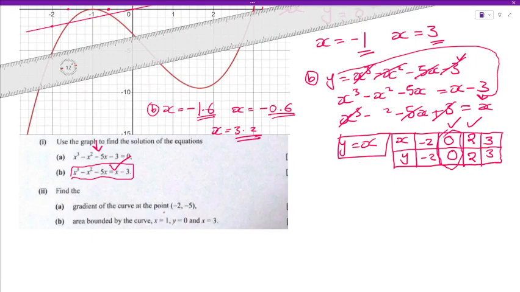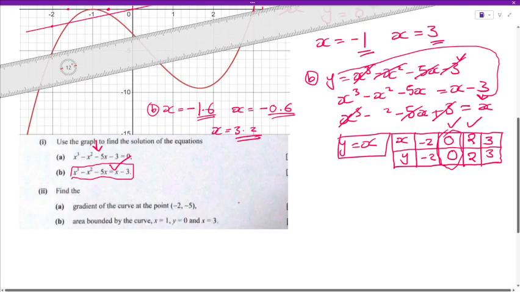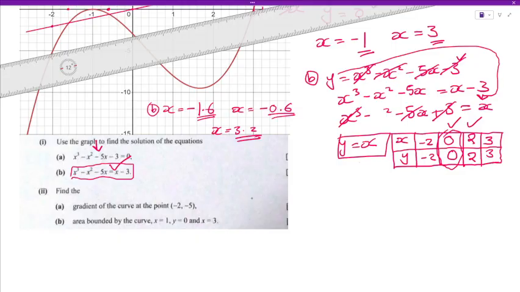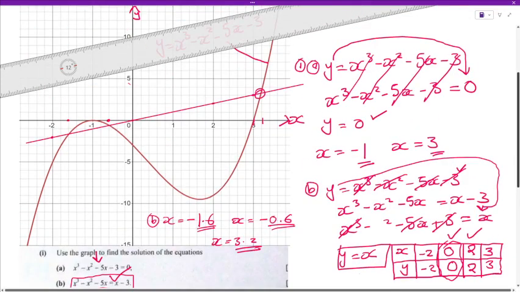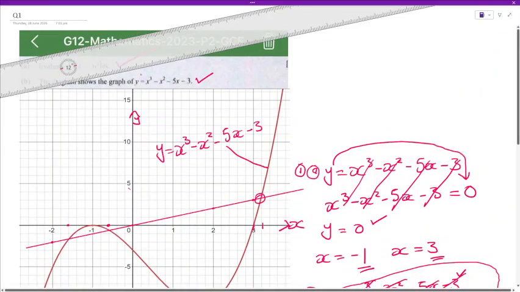Find the gradient of the curve. Whenever you're asked to find the gradient of the curve, just know that you are differentiating the original function for the curve. The original function is the one we have been using. It was also given to us in the question, you can see it is right here. So what you simply do is write down that original function: y is equal to x cubed minus x squared minus 5x minus 3.